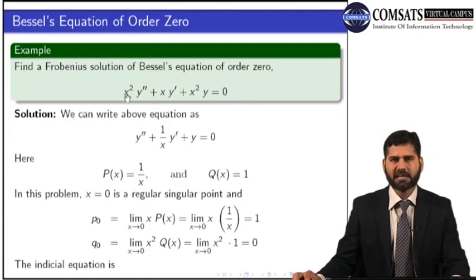Now if I divide by x squared, I will get y'' plus (1/x) y' plus 1 y is equal to 0. Clearly x equal to 0 is a singular point, and it's a regular singular point, because if you multiply by x, you will get 1.